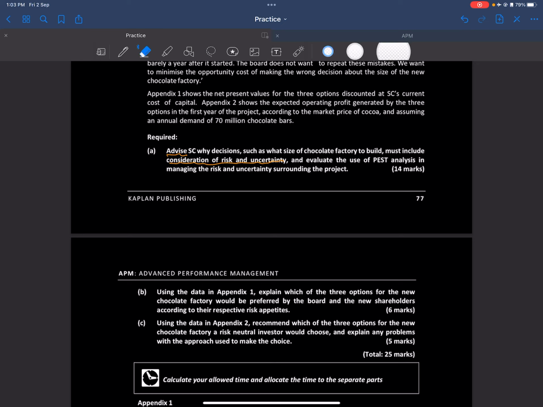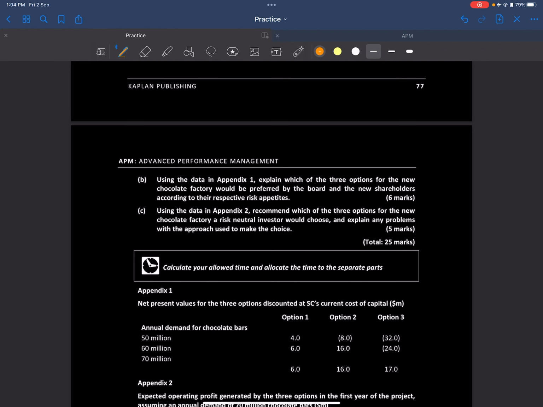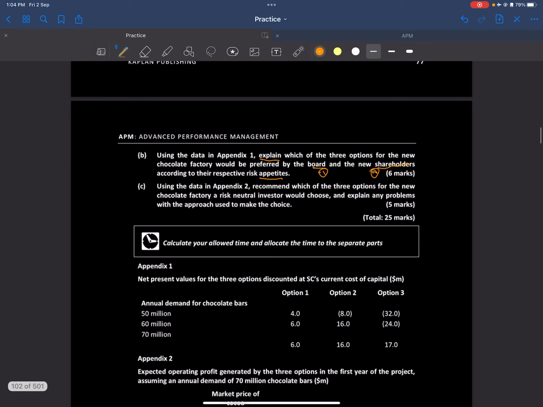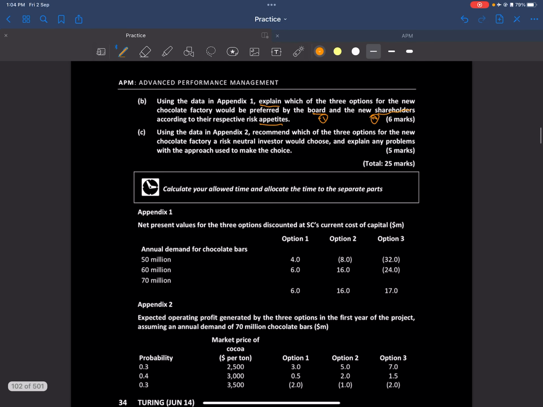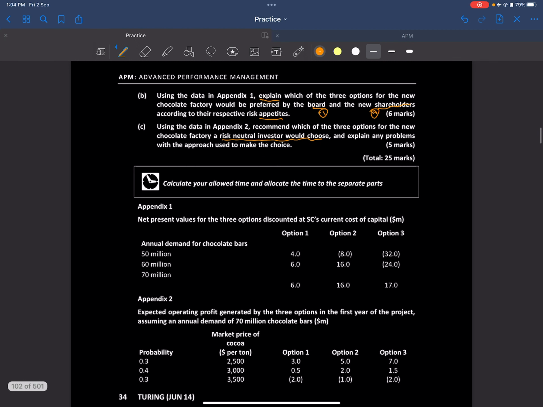Okay, so that's always what they provide. So how using PEST analysis will help us manage the risks and uncertainty surrounding the project. And part B, we need to explain which of the three options of the new chocolate factory would be preferred by the board, the new shareholders, according to their risk appetite. So for two different stakeholders. Using the appendix data in 2, which of the three options of the new chocolate factory would a risk neutral person choose? Okay, so in the first one we probably just need it without the expected value, right?